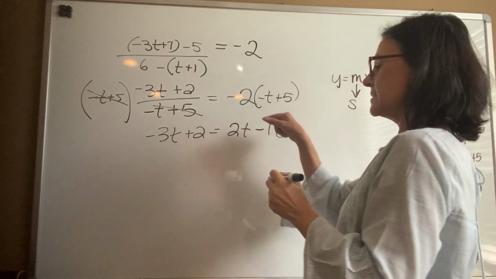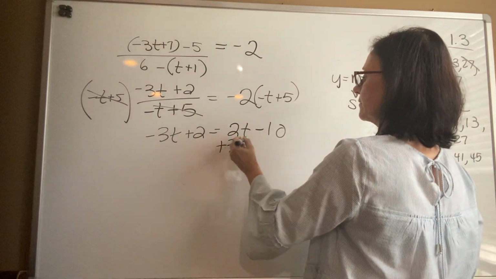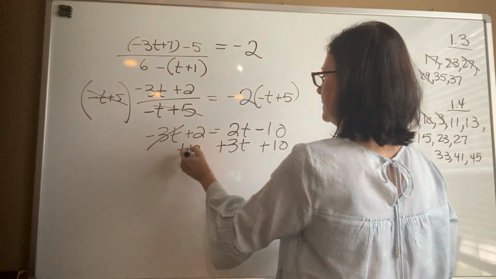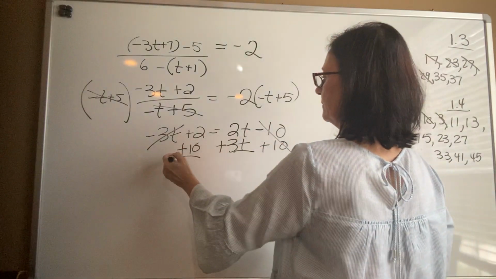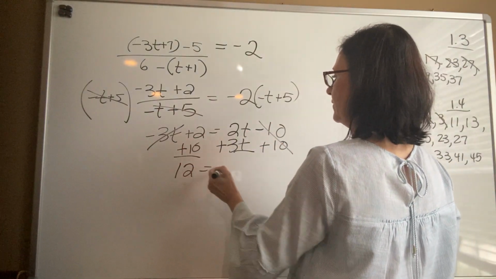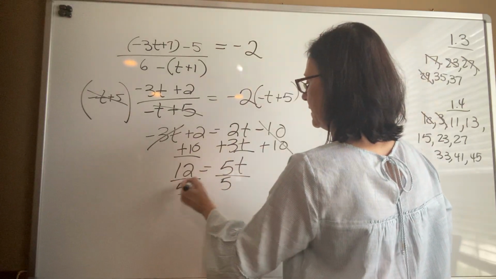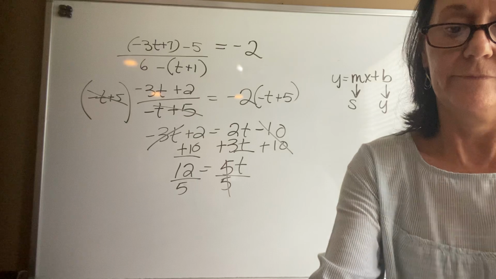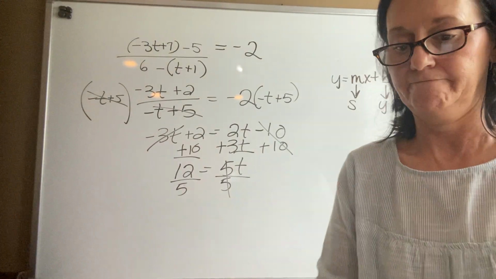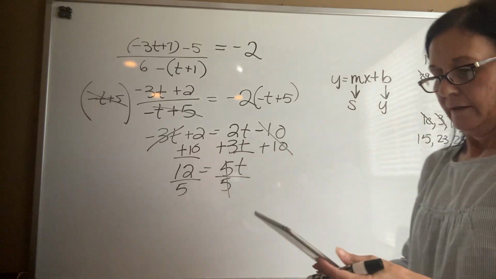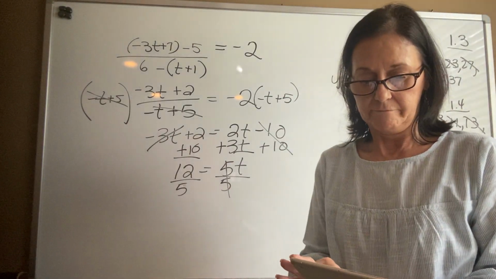I'm going to move my t's to the right, so I'm adding 3t, and I'm going to add 10 to both sides, so that I have 12 equals 5t. T is 12/5. All right, that's 13.